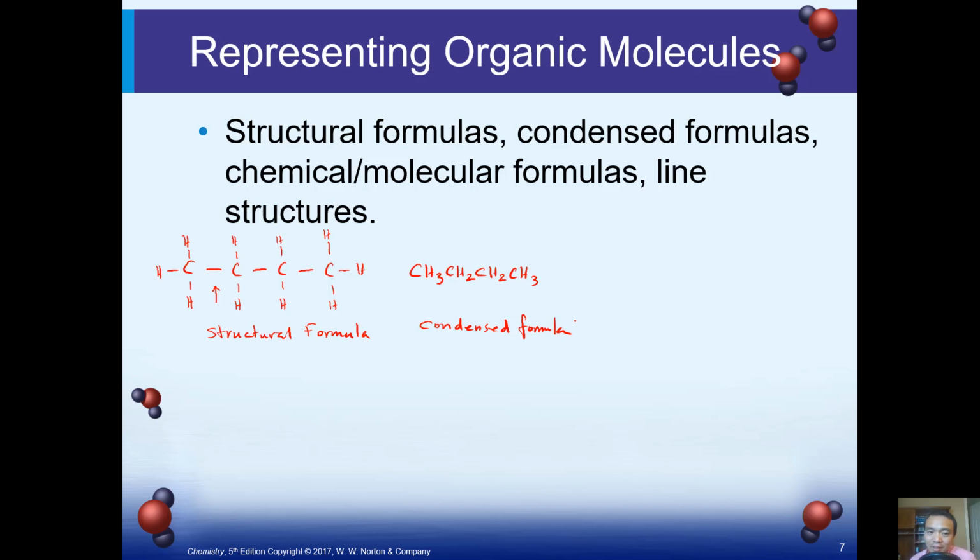The third way to write it is to count all the elements of the same type. For example, in this compound, you have 1, 2, 3, 4 different carbons. So with all 4 carbons together, if you count the hydrogens, you would come to 10 hydrogens. If you put this together, then this formula is the so-called chemical formula or molecular formula.